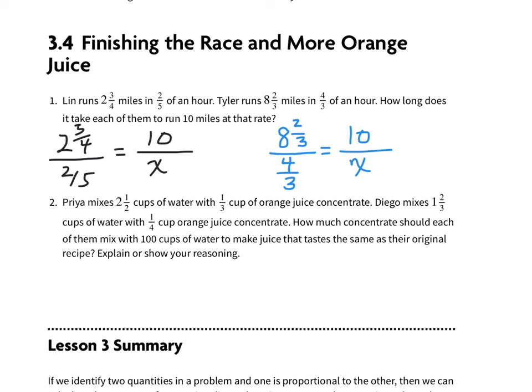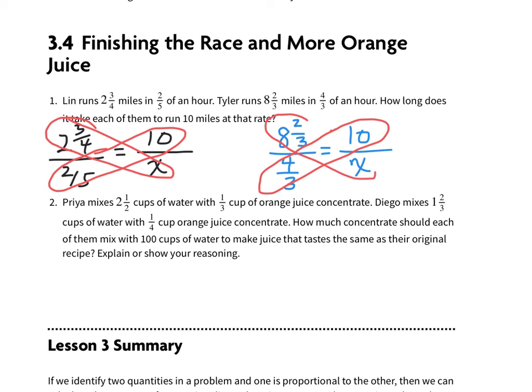So again, cross multiply for me. We're going to do 2 3/4 times x equals 10 times 2/5. A little bit trickier with the numbers here. Try those out. And then for Tyler, 4/3 times 10 equals 8 2/3 times x. See what you can do with that.